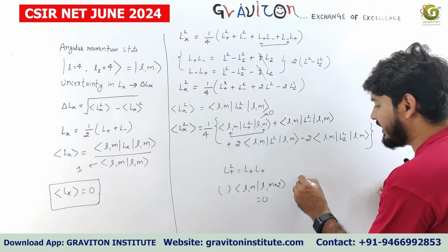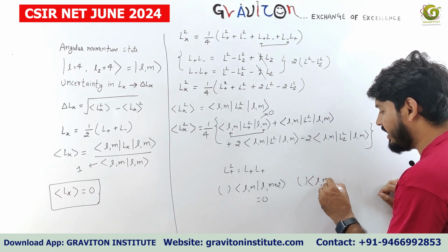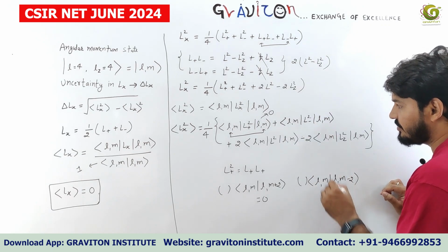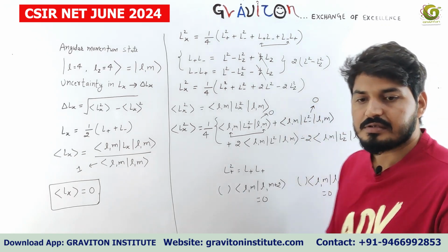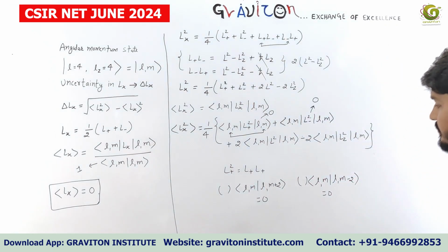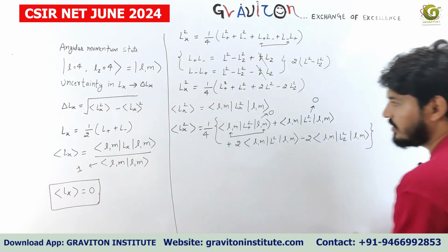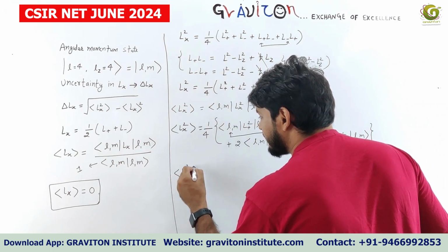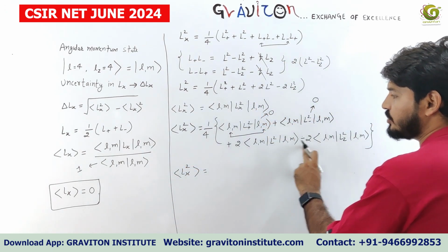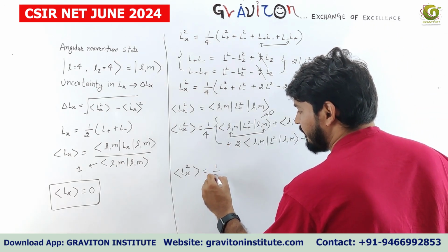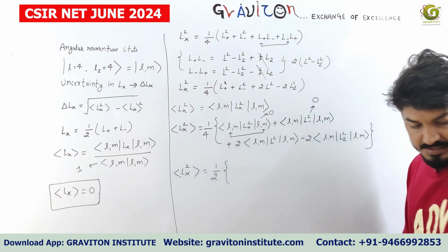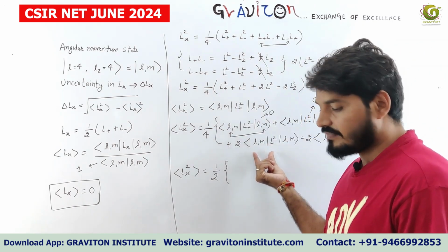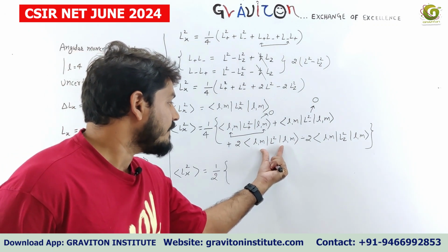Similarly for this one, what we will get? Some constant ⟨Lm|Lm−2⟩. So that is again 0. So I can say this term is also 0. Fine. So finally we are left with this Lx² is nothing but, this 2 and this 2 I can take common, so this will become 1 by 2, and inside this you see, what is this term? This is nothing but the expectation value of L².